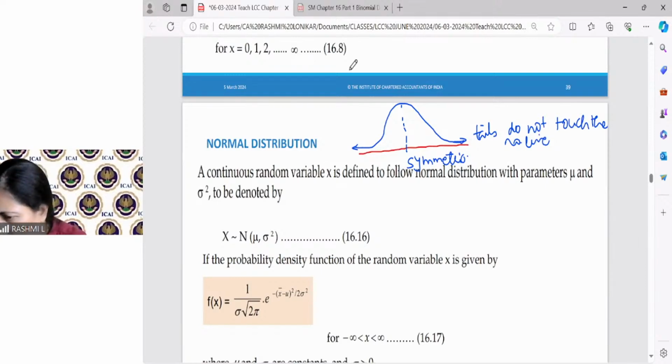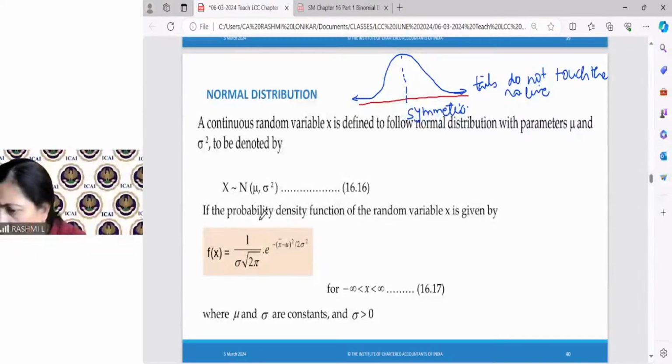This is symmetric. Okay. If the probability density function of the random variable x is given by... So now let us go to the formula. Now you can see how my probability function has mu and sigma square. Mu is the mean, and sigma square is the variance.